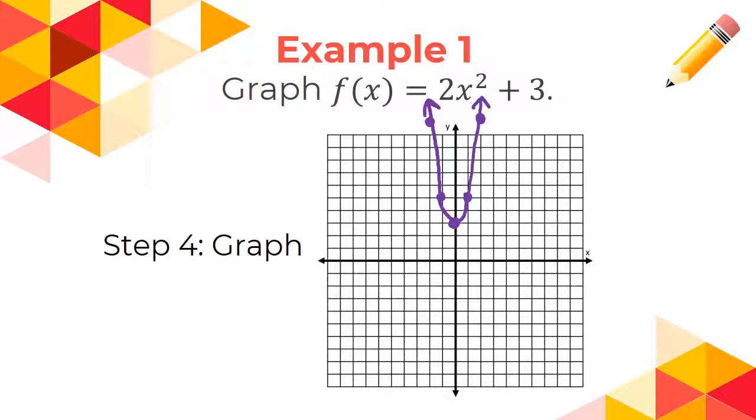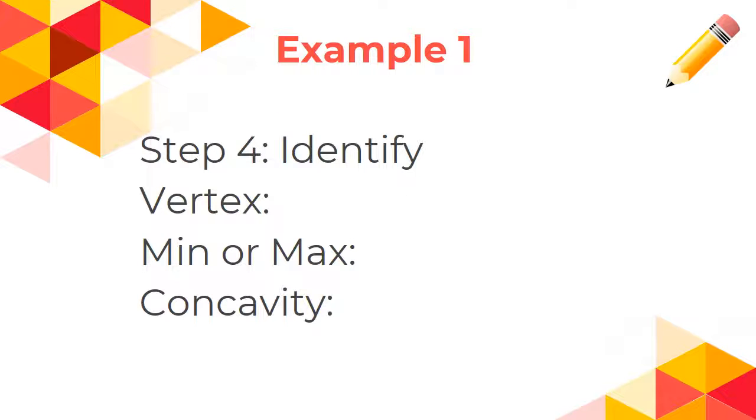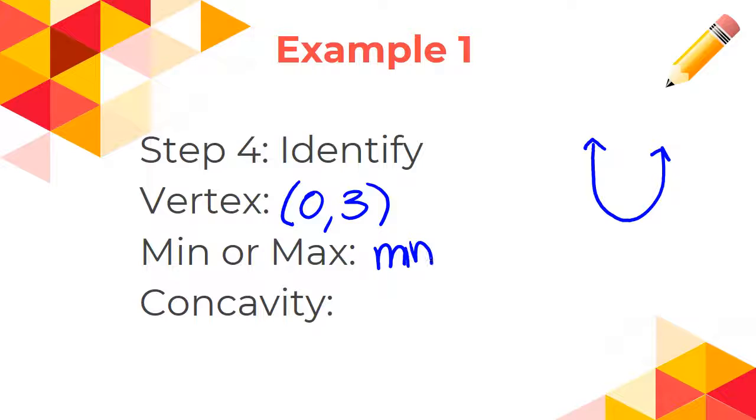Now, when I look at this graph, I can identify a few things. First of all, we can add our axis of symmetry, which is a dashed line through 0 on the x-axis. We can identify our vertex is right at this point. So if I'm asked to identify my vertex, I would say the point 0, 3. When I look at my U, it looked like this, which means I have a minimum at the vertex. Concavity, it's up like a cup, so concave up.